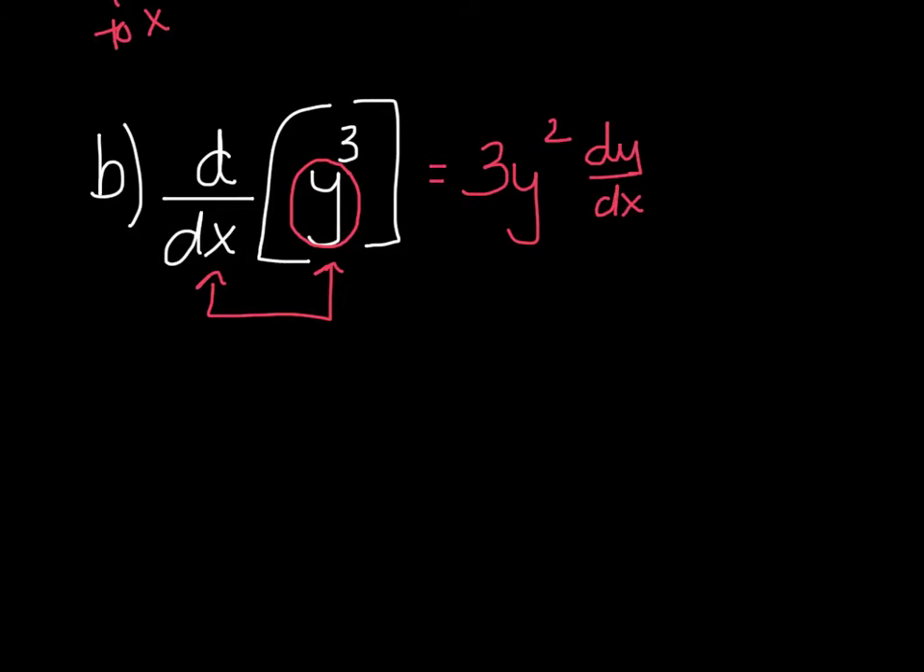So let me say that again. This is the power rule, so I get my 3y squared, and now I take the derivative of that inside term, so to speak, and the derivative of y is dy dx.